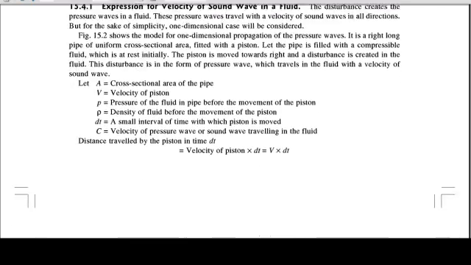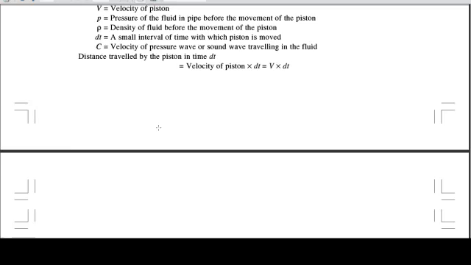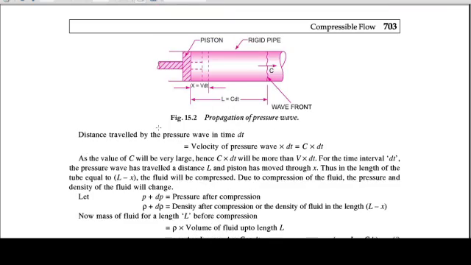For this, consider a horizontal pipe. Here in the figure you can see the horizontal pipe, and on the left side of it a piston is provided. This piston is creating the disturbance. The disturbance creates pressure waves, which travel with the velocity of sound in all directions. Here we are considering one-dimensional flow.